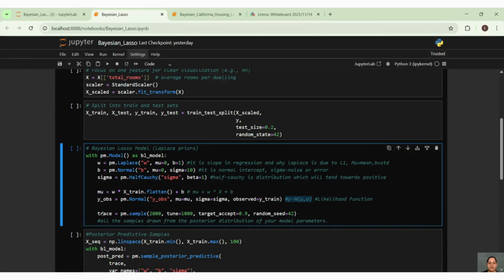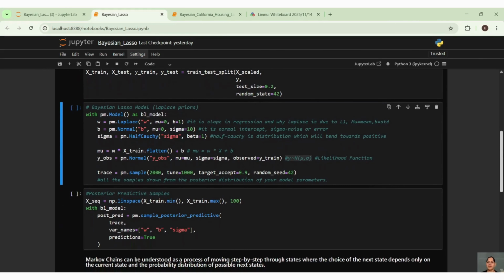Then we are taking the trace. In the trace, I am taking a sample size of 2000. Then tune is 1000. Then target acceptance 0.9. So all the samples are drawn from the posterior distribution of the model parameters.